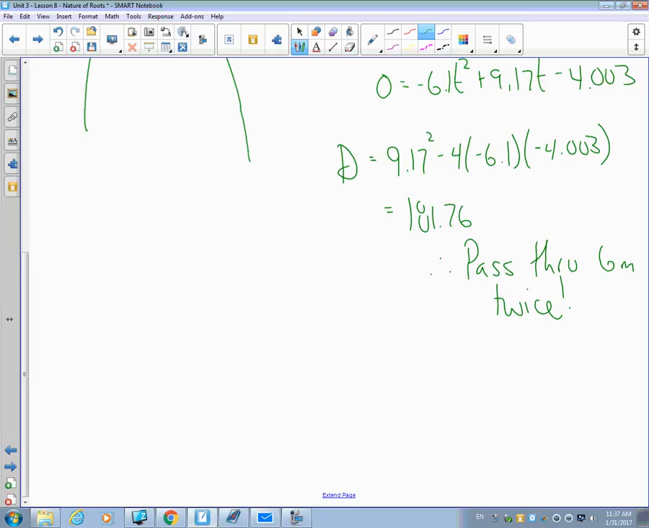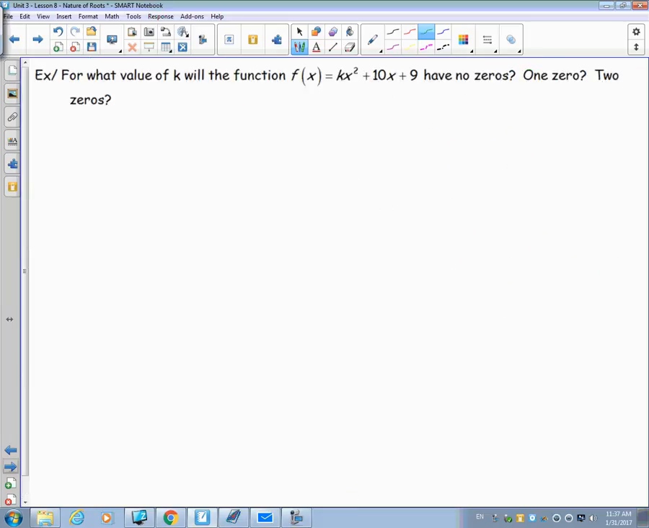That's one way. You could also figure out the vertex if you wanted to. Negative b over 2a, plug it in, figure your vertex. Our vertex is higher than 6. Well, we got to pass through 6 twice. That's the second way. I'm just trying to get our brains thinking here.